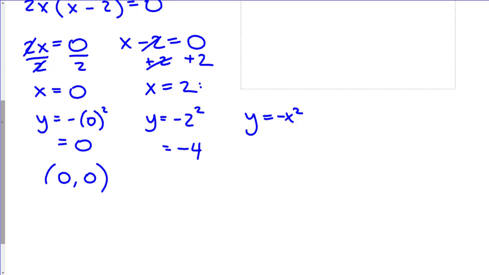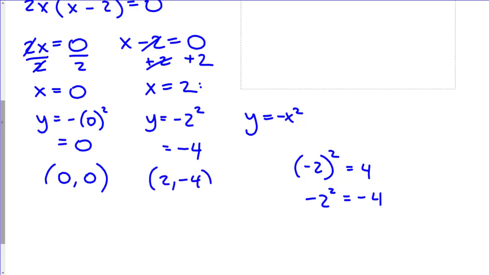Be careful here, because if I had negative 2 in parentheses squared, that would be positive 4. But negative 2 without the parentheses, the square is only attached to the 2. So you're only squaring the 2 and then applying the negative afterward. So this is in fact a negative 4. So the solution here is 2, negative 4.